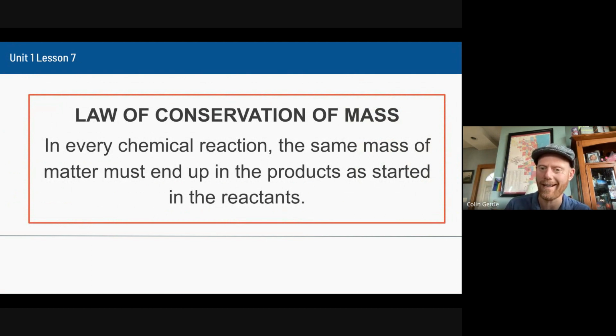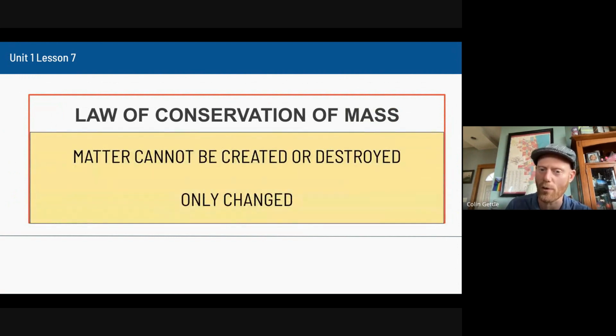If you measure it in a closed system, meaning all the matter can be trapped in one place, the air can't escape, the gases can't escape, we find that in every chemical reaction, the same mass of matter must end up in the products as started in the reactants. So in other words, matter cannot be created or destroyed, only changed.